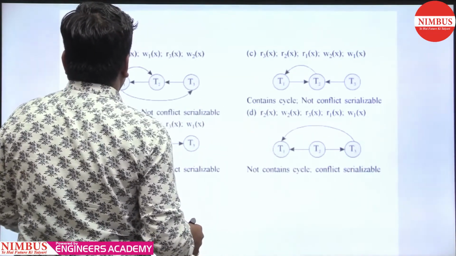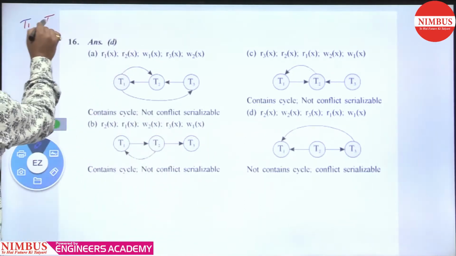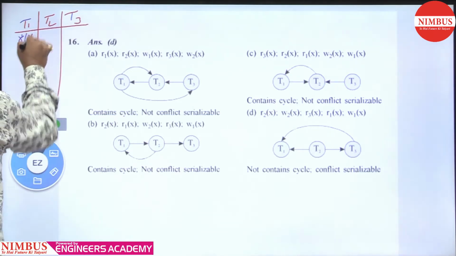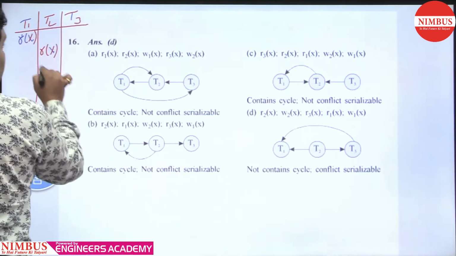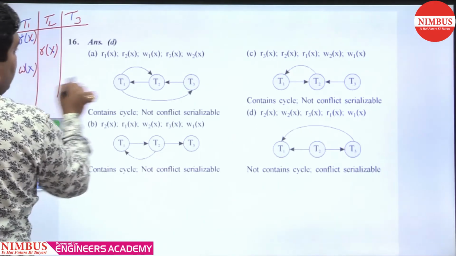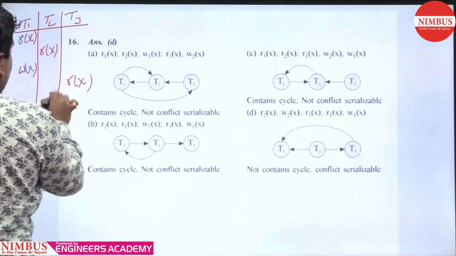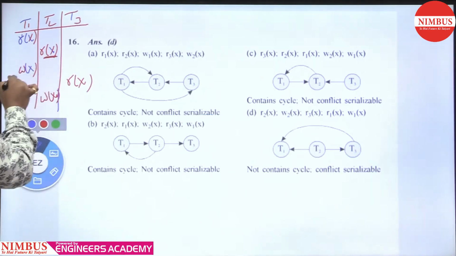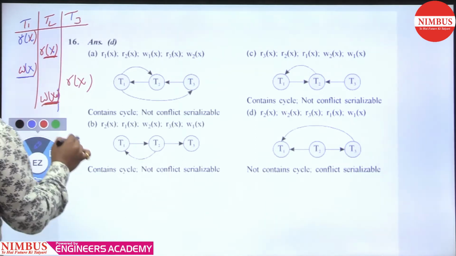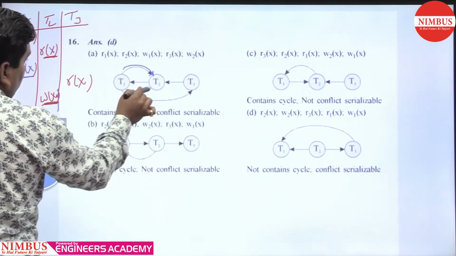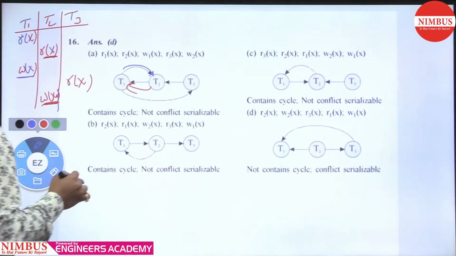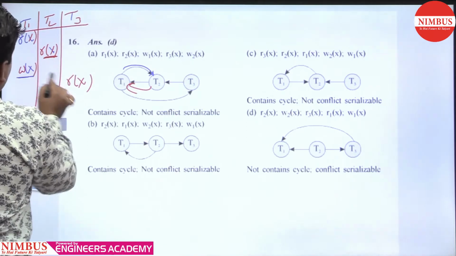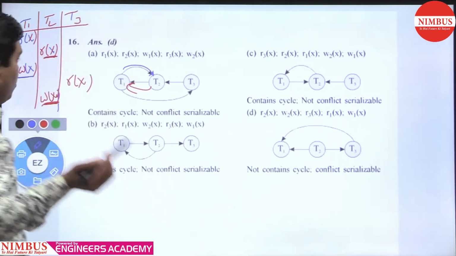Now for option A, that is R1X, R2X, W1X, R3X and W2X. Now you can see here there is a cycle between T1 to T2 and T2 to T1. Getting my point? Once a cycle is created, then you can directly say this is not conflict serializable.